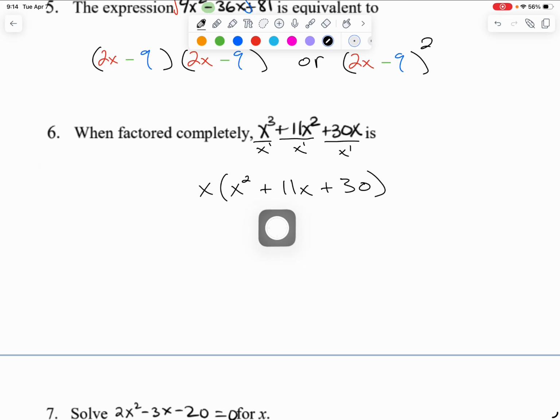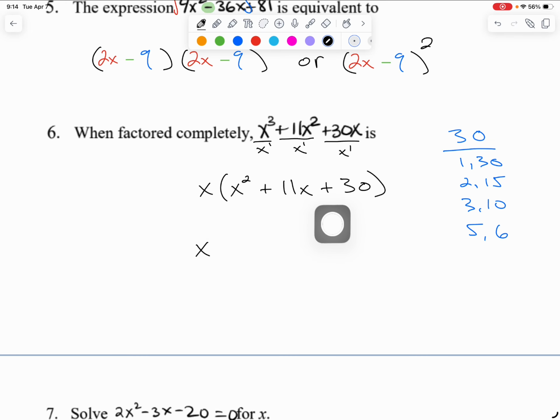All right, step 2 here. We're going to list our factors out of 30. We have 1 and 30. We have 2 and 15. We have 3 and 10. We have 5 and 6. You have to list the factors out if you don't know them. Absolutely not.